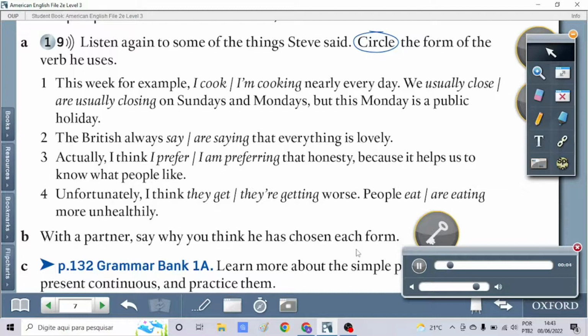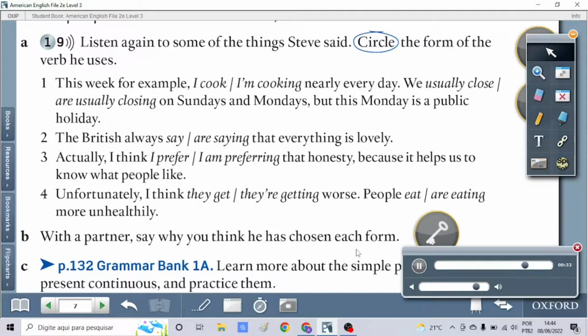1. This week, for example, I'm cooking nearly every day. We usually close on Sundays and Mondays, but this Monday is a public holiday. 2. The British always say that everything is lovely. 3. Actually, I think I prefer that honesty because it helps us to know what people like.